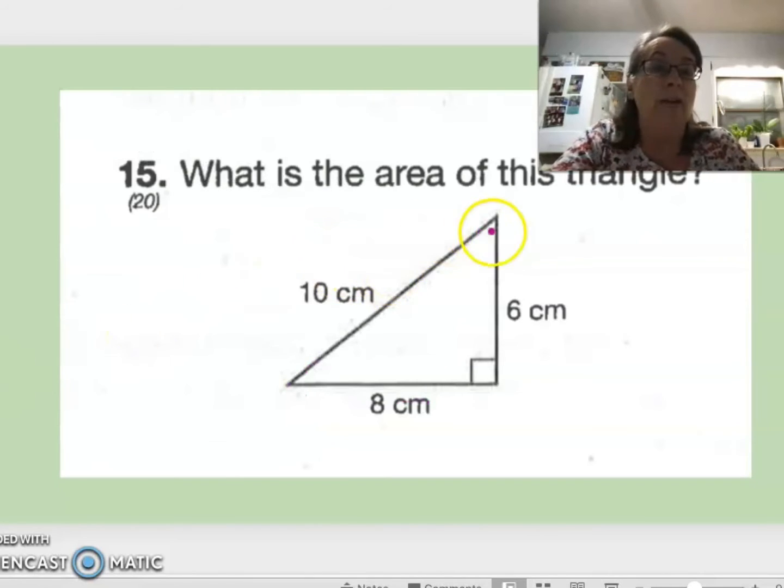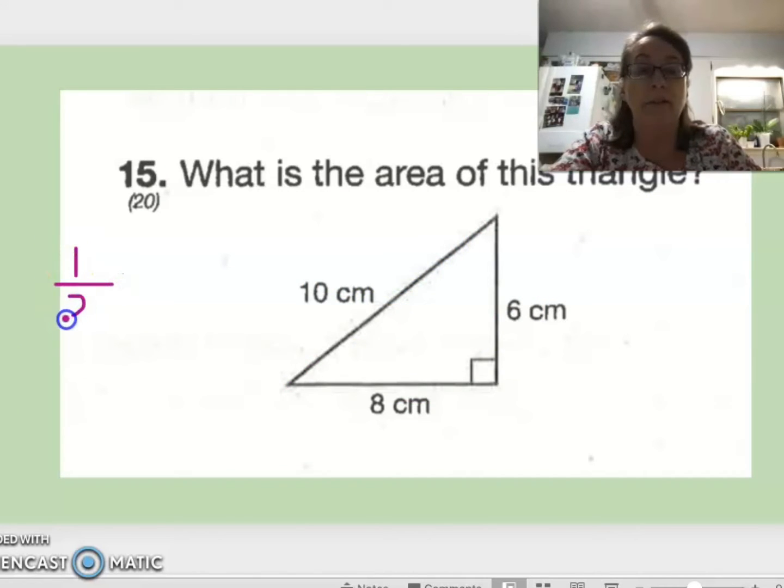Okay, what is the area of this triangle? Well, we know that the area is 1/2 base times height.